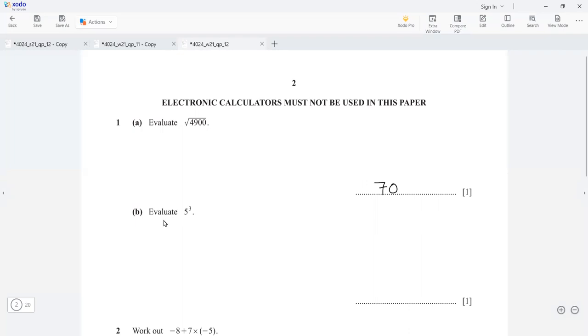So next is evaluate, where we evaluate 5 cubed. 5 cubed means 5 times 5 times 5. So we have to remember 5's cube, that is 125. 125 will be the answer for part B. So moving towards the next question.